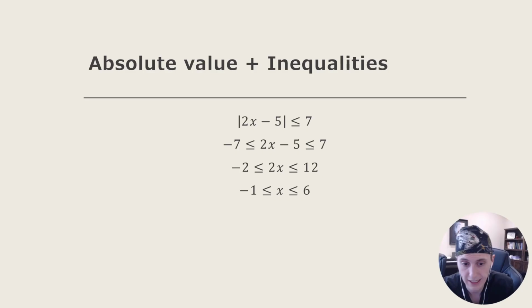And that gives us that x is greater than or equal to negative 1 and is less than or equal to 6. So really quick to plug in and check, you can plug in 0. 0 times 2 is 0, minus 5 is negative 5, absolute value of negative 5 is 5, and that is less than or equal to 7. 5 is less than 7. So we did it.